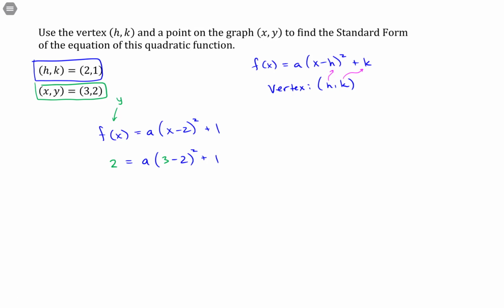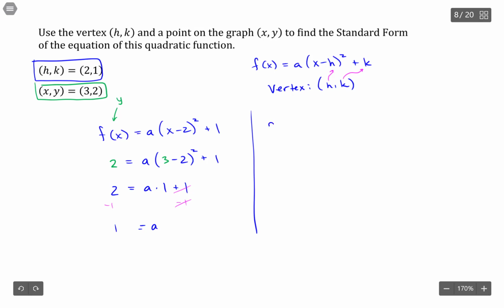Now, the only variable remaining is just a, and that's the only thing that we have left that we need to solve for. So let's see what can happen here. 2 equals a times 3 minus 2 is 1, and 1 squared is 1, so this is just a times 1, plus 1. If I subtract 1 from both sides, that will cancel it out here, leaving me with a equals 1. So my final answer here is f of x equals 1 times the quantity x minus 2 squared plus 1.